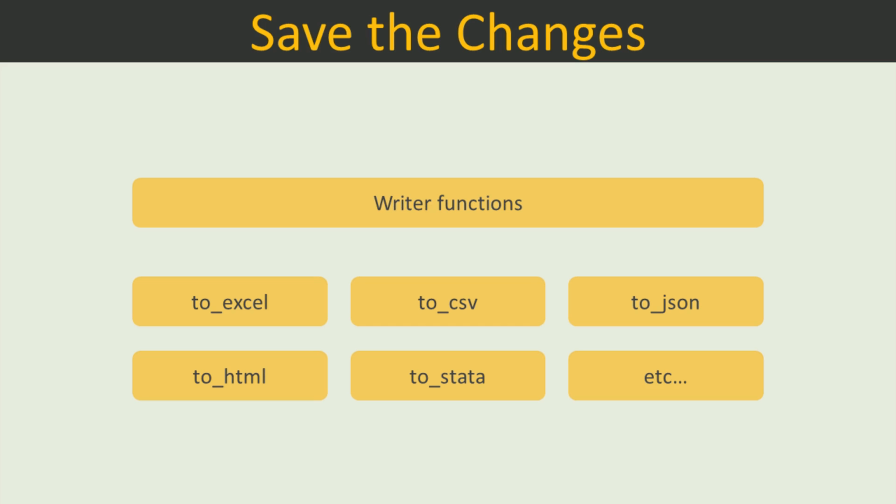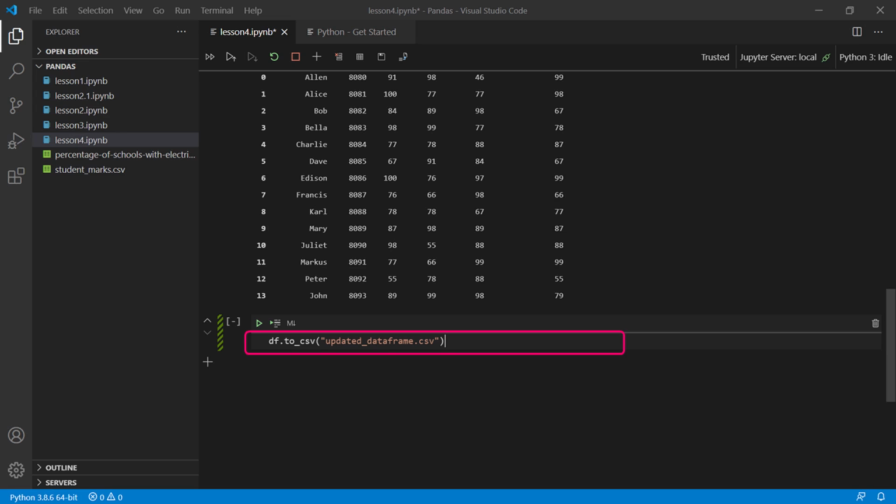The updated data frame can now be saved to a file using one of the writer functions. Let's now write the updated data frame object df to a CSV file. Back in VS Code, type the to_csv function as highlighted and run the code snippet.